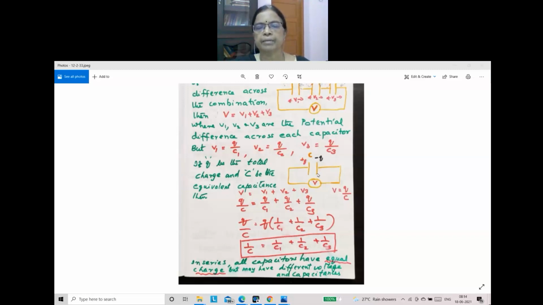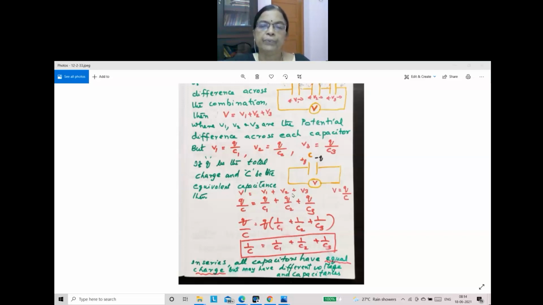capacitor and we apply potential difference V across it, this will be the equivalent capacitance to these 3 capacitors. Instead of these 3 capacitors, if we connect a single capacitor and if we apply the same potential difference across it, understand? So C will be equivalent to the combination of these 3 capacitors. If Q is the total charge and C is the equivalent capacitance, then V will be equal to Q by C. So we can write that V equal to Q by C.